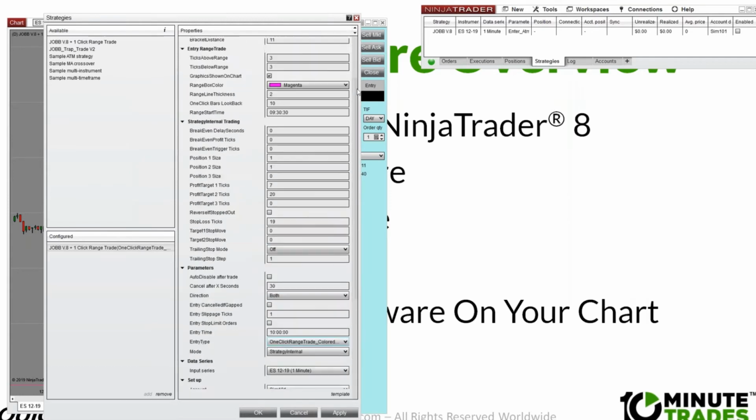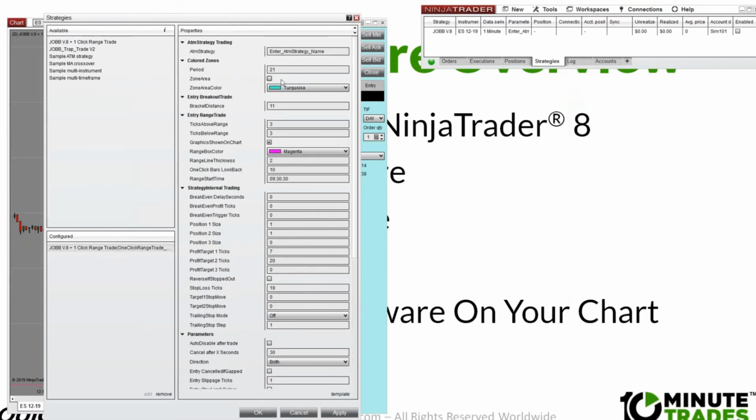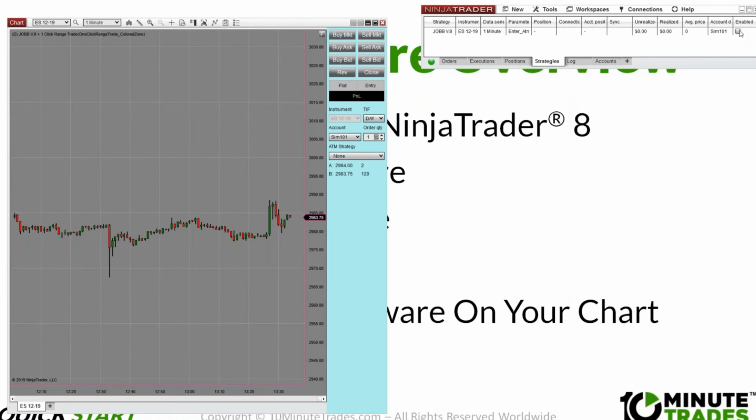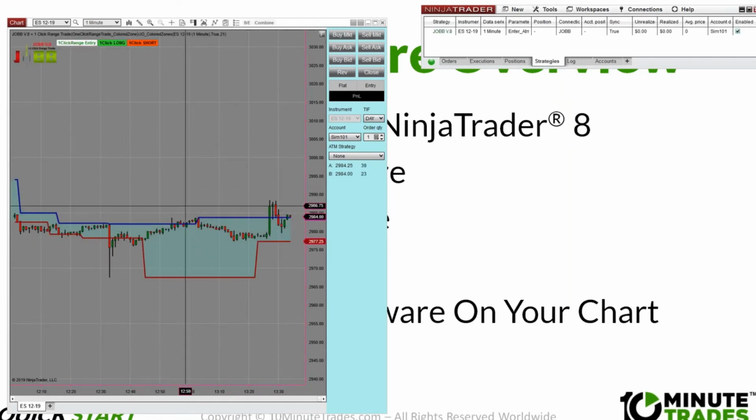Then you want to make sure that your zone area is checked. Your range trade area does not need to be checked. Apply. Okay, let's see if I did it right. Will the zones show up? They sure do. Now, ticks above the zone, ticks below the zone, that's when the trade will enter.